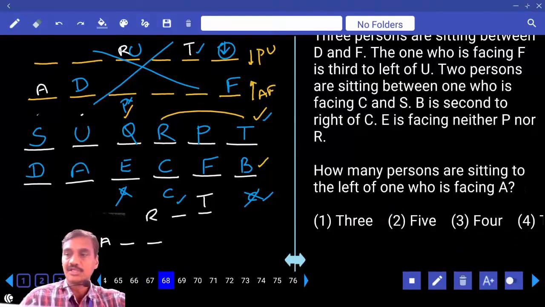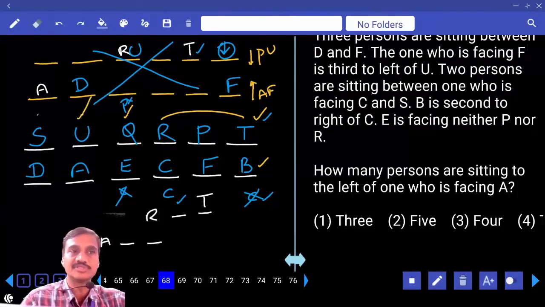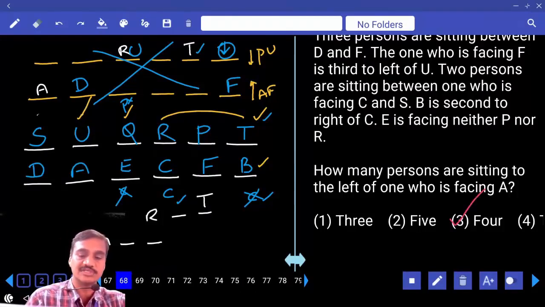Then 68. How many persons are sitting to the left of the one who is facing A? Who is facing A? U. How many persons are there to the left hand side? 4 people. And who are those people? P, Q, R, T. 4, that is choice 3, question number 68.